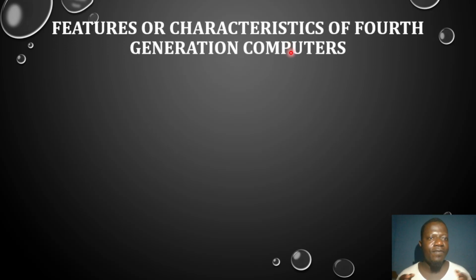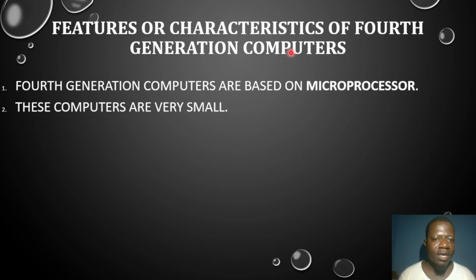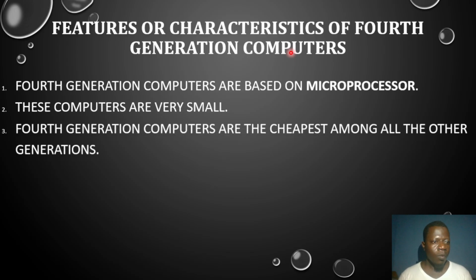So let's look at some features of the fourth generation of computers. The fourth generation of computers was based on the microprocessor. And these computers are very small in size compared to the three generations of computers that we looked at. Fourth generation computers are the cheapest among all the other generations, meaning they are cheap, they are smaller in size, and the technology that was used is called the microprocessor.